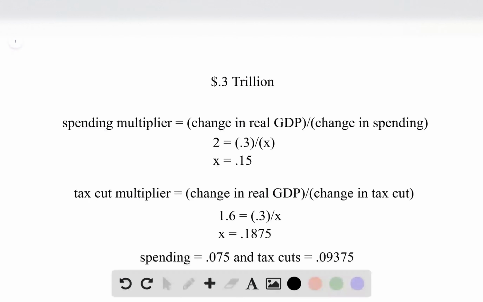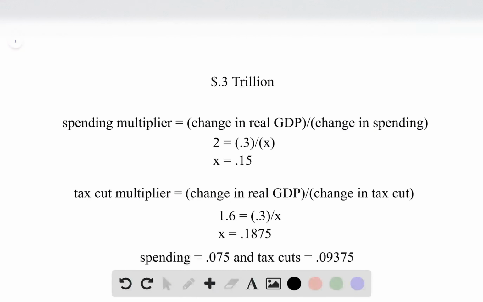So we have a couple of equations. We have an equation for calculating the spending multiplier, and we have an equation for calculating the tax cut multiplier. So all we're going to do is, since we have two of the three pieces of information, plug those pieces of information into each equation and then solve for the remaining variable.